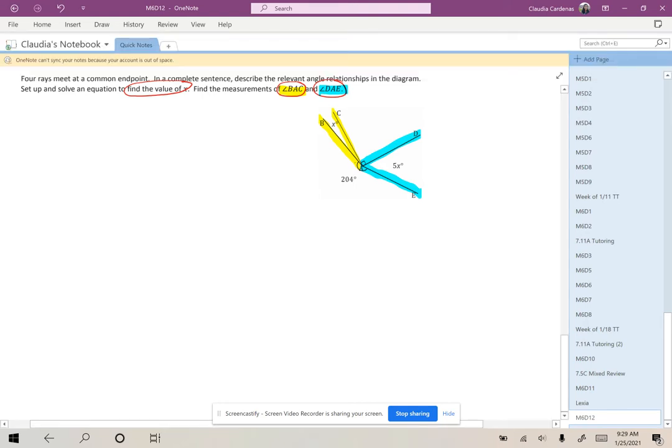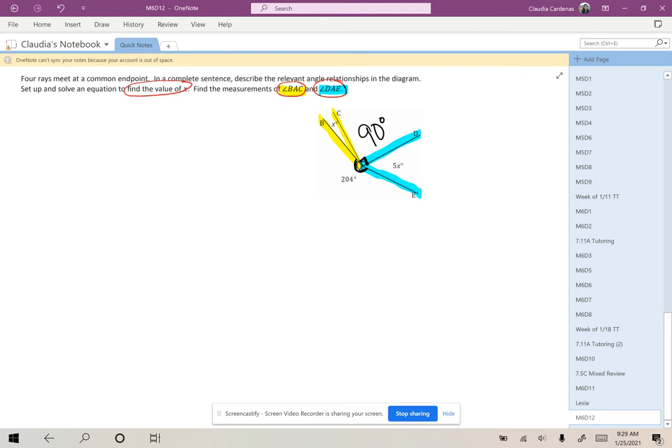I also see that we have angle BAE, which is 204 degrees. And I also see this angle CAD has our right angle symbol, which means this one is a what? It's a 90-degree angle. So let's go ahead and label that as well. So now that we've identified the important angles, what strategy can I use to start solving for these missing angles?